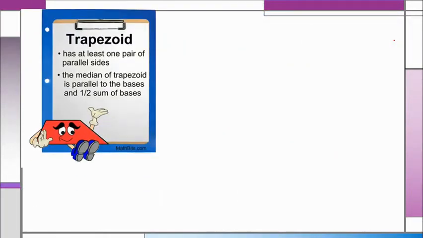Let's take a look at our last three shapes. The trapezoid. The trapezoid has one pair of parallel sides. Okay? Then the median of the trapezoid is parallel to the bases and half the sum of the bases.